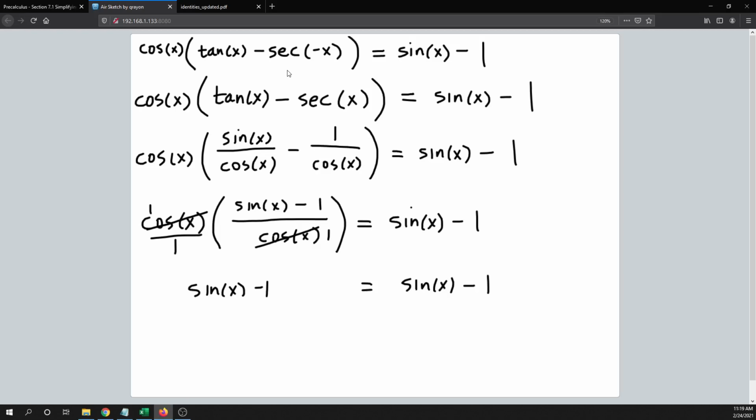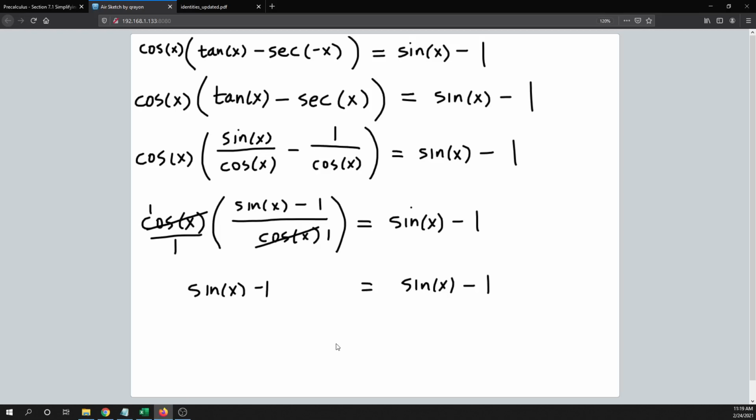Okay, and so notice one other thing. I'm not trying to solve for x here. All I'm doing is working on one side at a time, and in fact here I only worked on the left-hand side, and I tried to boil this down. The left-hand side, working only over here, to transform it into the right-hand side, and I was successful. So the identity is verified.